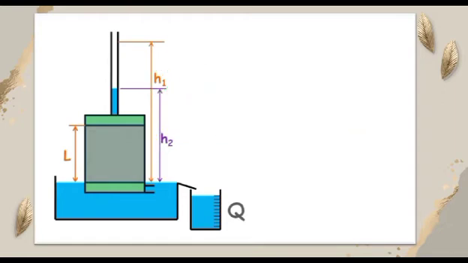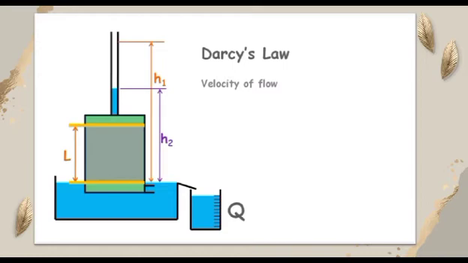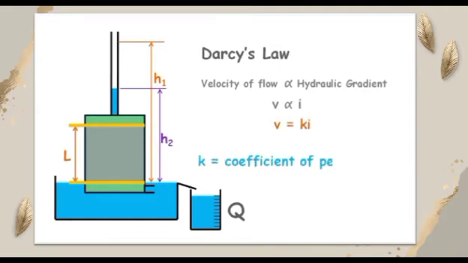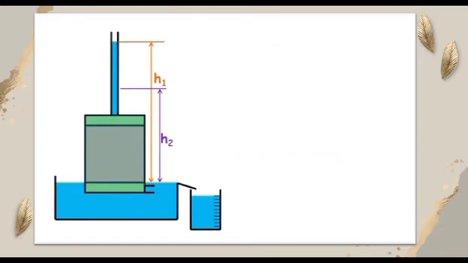Now, for this system, we may apply Darcy's law, which states that the velocity of flow of liquid between 2 points in the soil is directly proportional to the hydraulic gradient applied to it. And K is added as the proportionality constant, which is called the coefficient of permeability of soil. We also write the law of discharge rate as this.